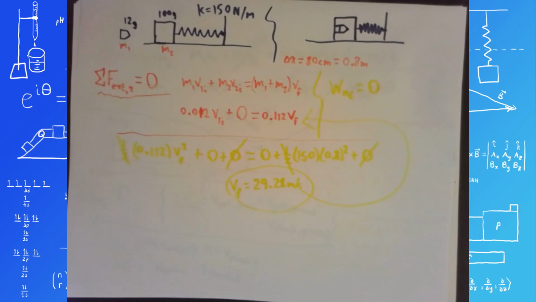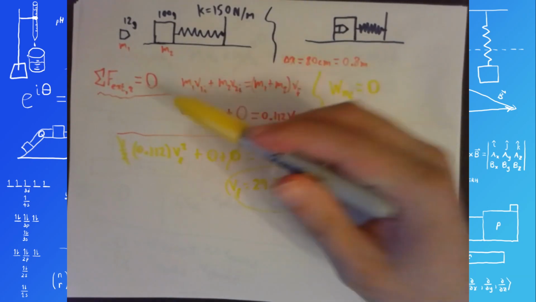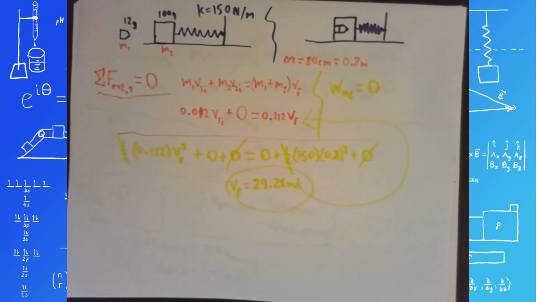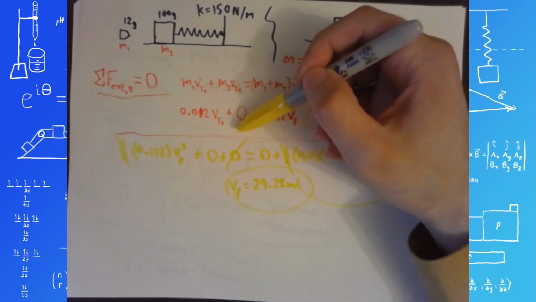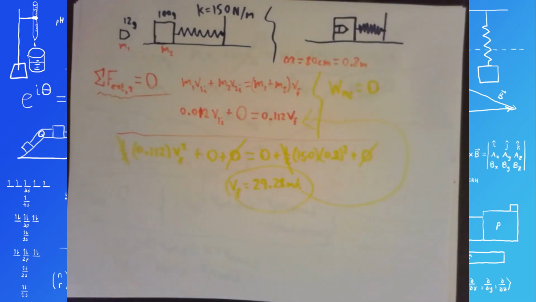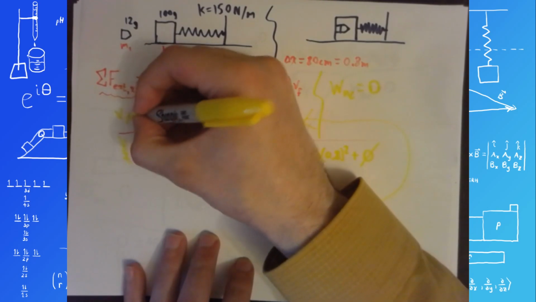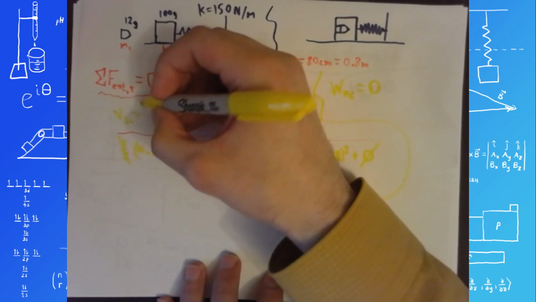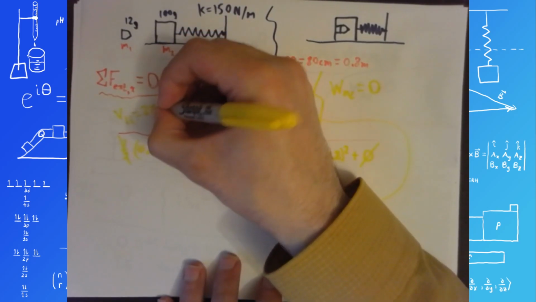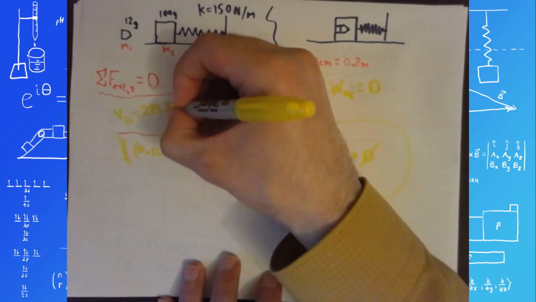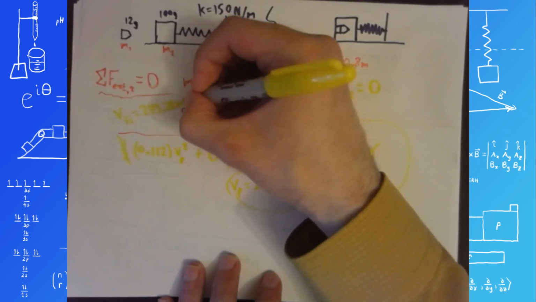So I've got 0.112 times 29.28 equals a crazy number, divide by 0.012, and I'm left with 273.28. So V1 initial is 273.28, which is a pretty reasonable initial speed for a bullet.